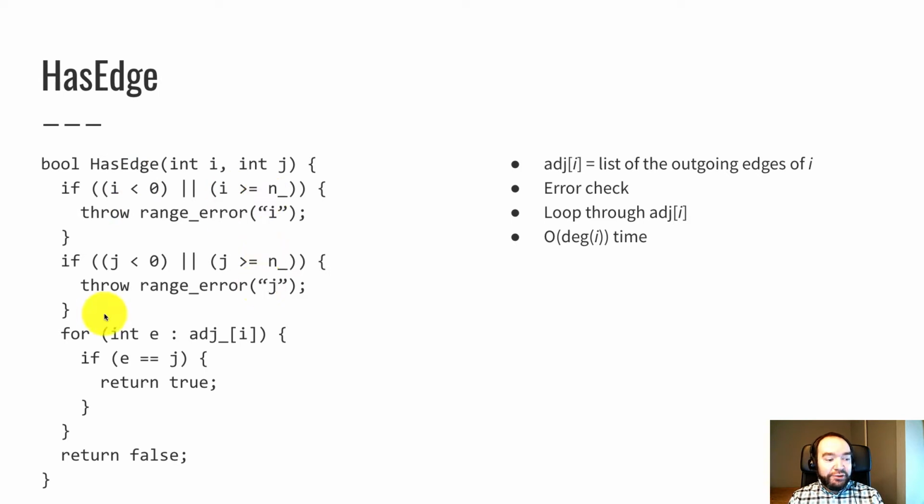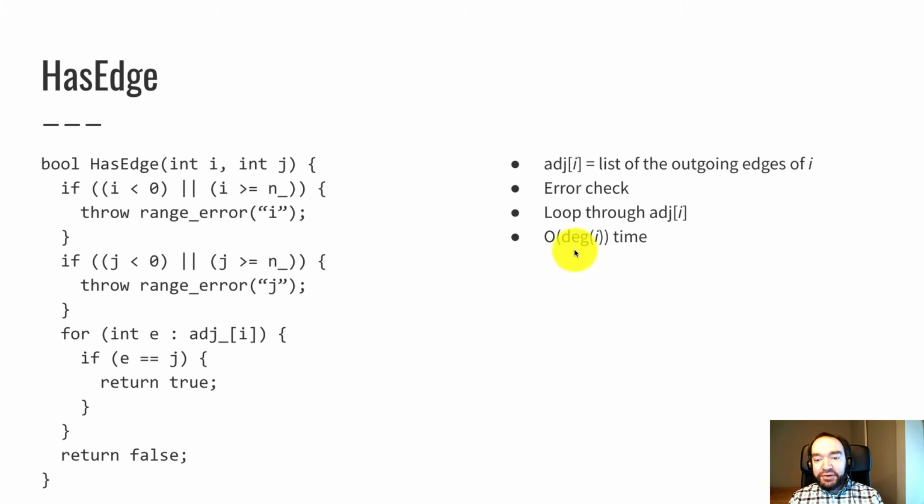And then we have this loop that goes for every e in adj of i. So we're looking at every vertex that has an outgoing edge from i to somewhere else. If j is in that list, we return true. So for every e in adj of i, if e is equal to j, return true. We can stop the search and say, yes, there is an edge there. And then after the loop, if we get through all of those vertex numbers and we never found a match, we return false to say there is no such edge.